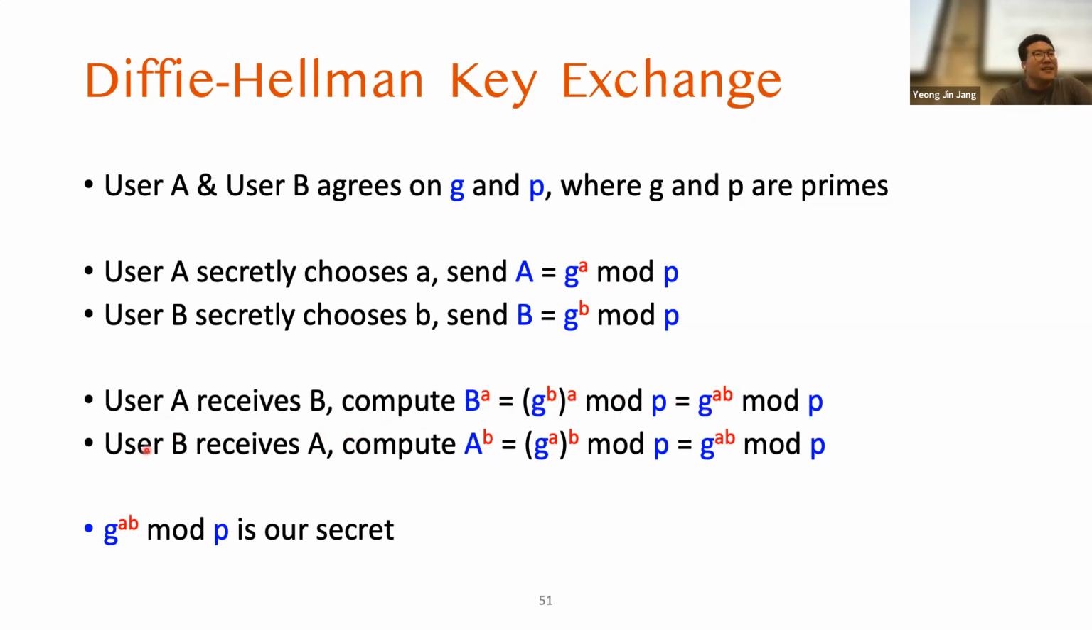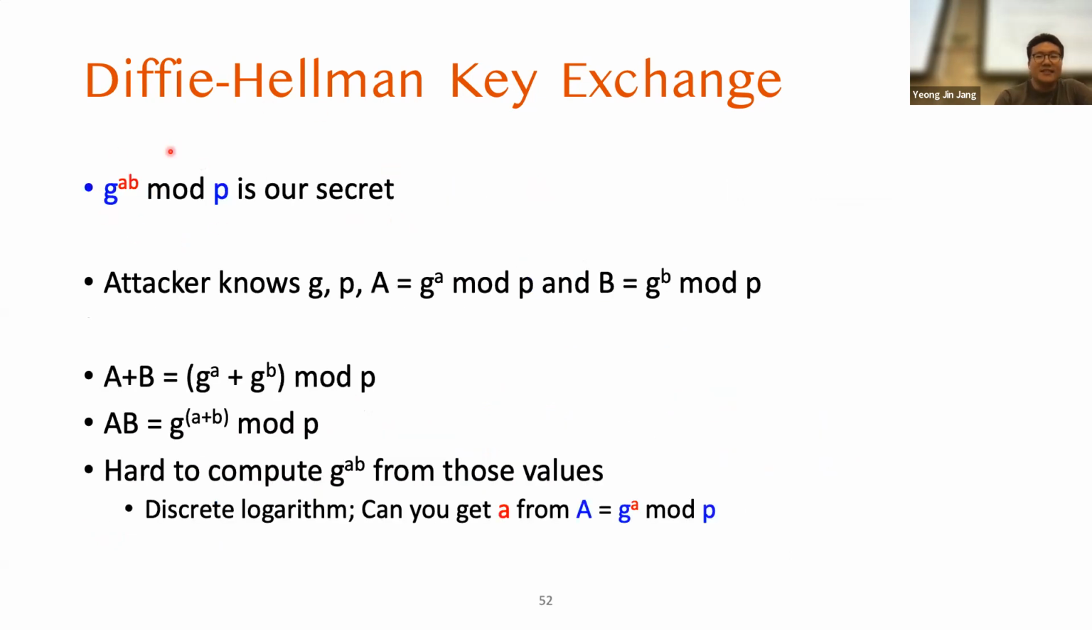And then user B, after receiving A, will calculate capital A to the b. That's actually G to the a to the b, so G to the ab. This will be our common secret. This illustrates how two parties are communicating. So this one is the secret, G to the ab mod P.